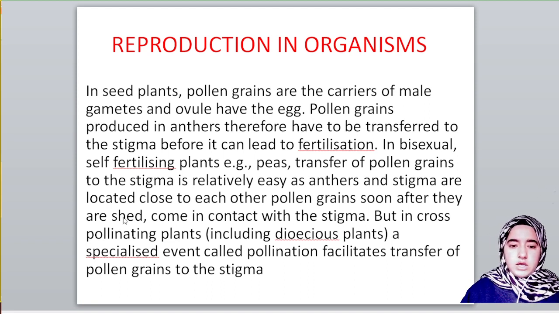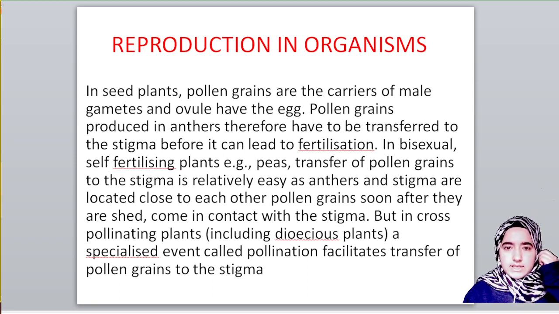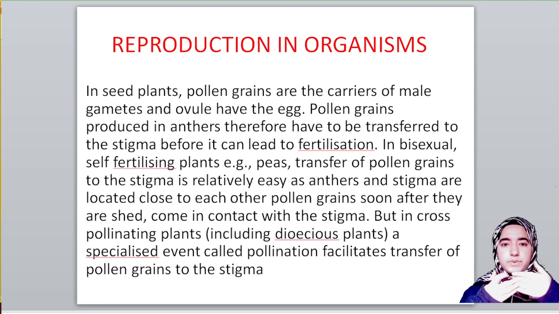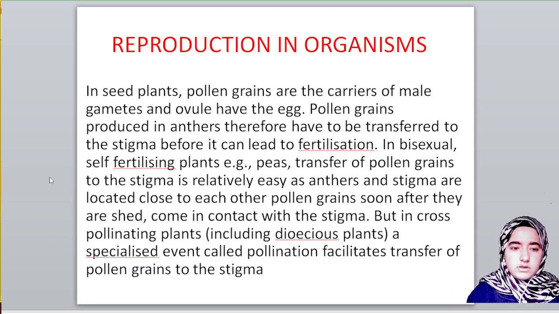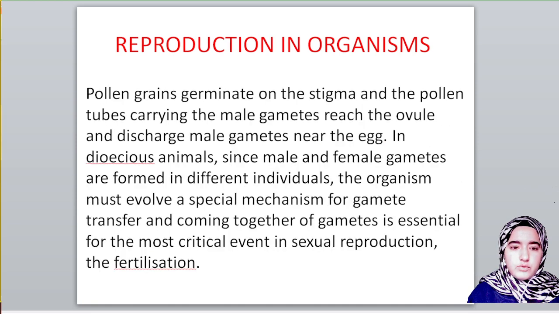Now we will see what happens basically in plants. Pollen grains are the carriers of the male gamete and the ovule has the egg. So during pollination, pollen grains will be transferred from the anther of the flower to the stigma of another flower, through which pollination will occur, and after that we will see how fertilization takes place. Very nice. I hope this concept is crystal clear.